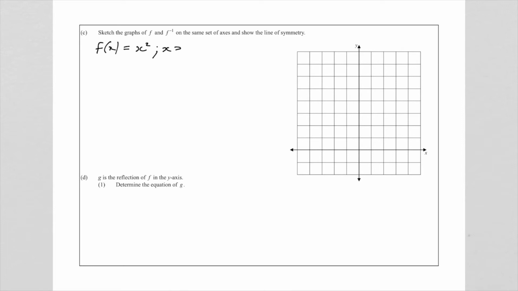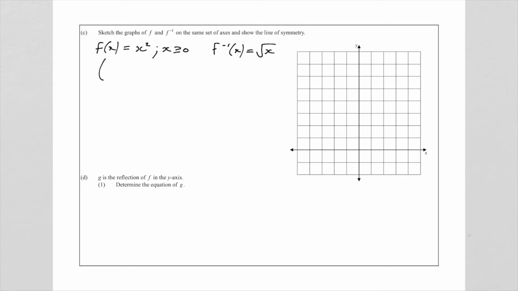And remember, x greater or equal to 0. And then the inverse function is what we said, the positive square root of x. Now, I'm going to follow the same approach. I'm going to substitute a few x values and work out the y value, and I'm going to do it for function f. And then you'll remember that for the inverse, we just swap those coordinates around.